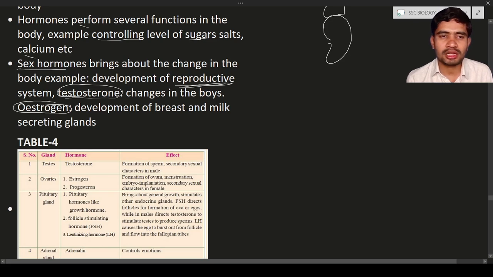So what is the importance of testosterone? Testosterone is very important in boys, because it is going to bring about maleness and some bodily changes. So this is the importance of testosterone in males, and in females estrogen is important. Estrogen is very important for the development of characteristics like the breast and also milk secreting glands. These are the changes brought by the estrogen hormone in females. So this is about hormones, glands and sex hormones.